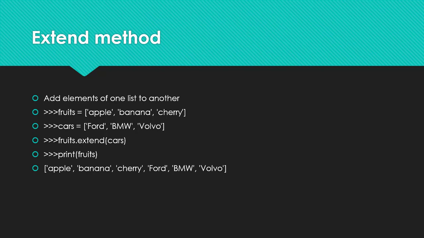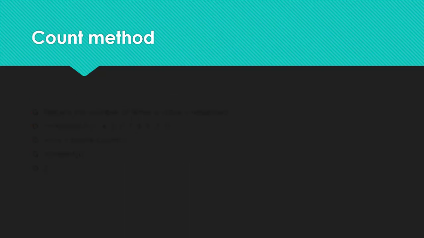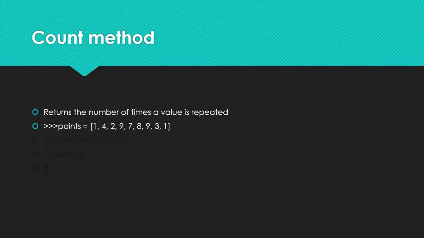Let's see the next method, which is the count method. The count method basically returns the number of times a value is repeated in a list. For example, I have a list points which has the elements 1, 4, 2, 9, 7, 8, 9, 3, 1. It has 2 1s and 2 9s. Let us see how the count method works.